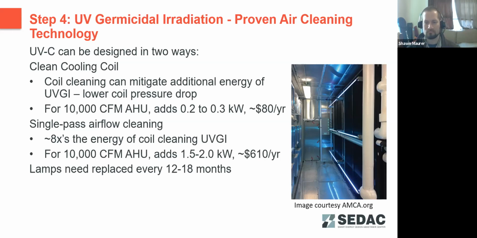Something to be aware of is these UV lamps do need to be replaced every 12 to 18 months. They will still generate light after that period, but their UV production drops off significantly. So it's important to be aware there is a maintenance component to adding a UV system to your air handlers.